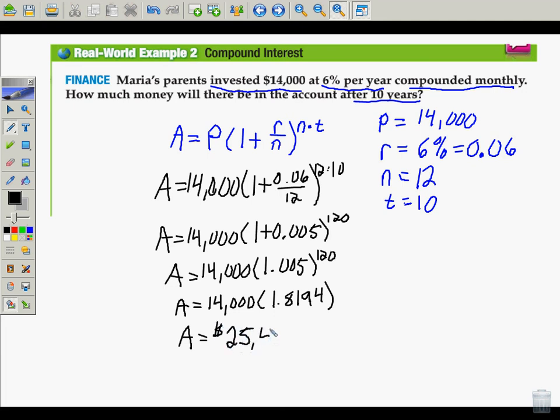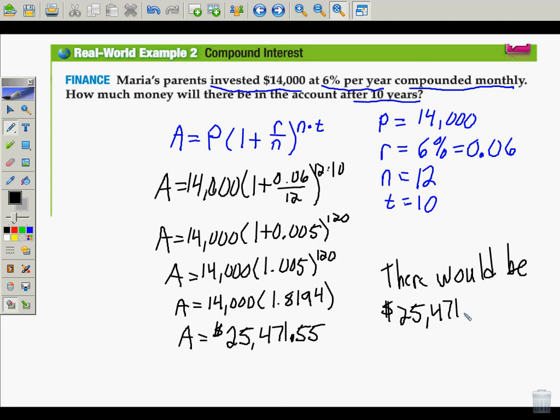Again, all we did was use the formula. Since it's a word problem, let's go ahead and write our sentence. There would be $25,471.55 in the account. And that's all there is to it. It's just applying a special form of exponential growth, which is compound interest. Just got to find the numbers to plug into the formula and then evaluate the formula.